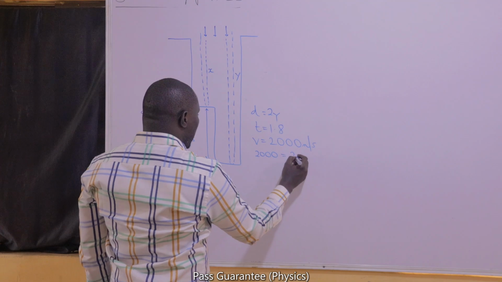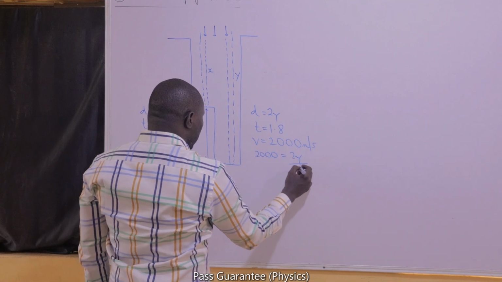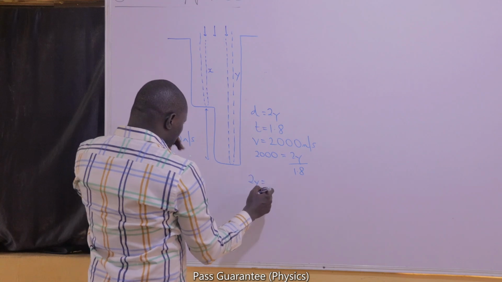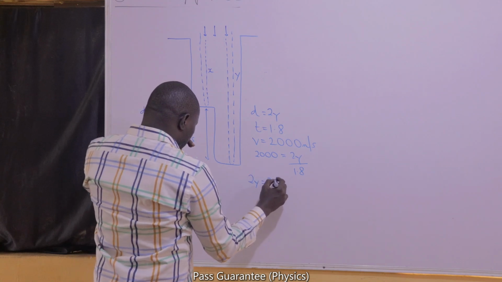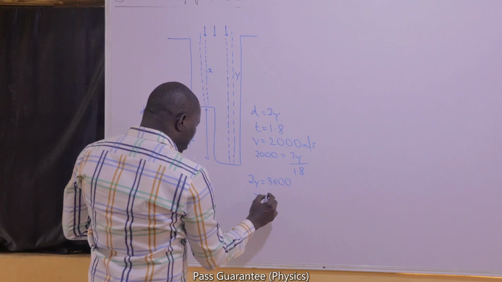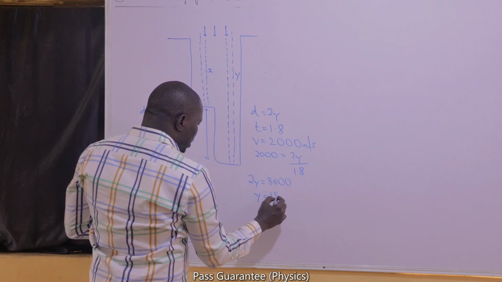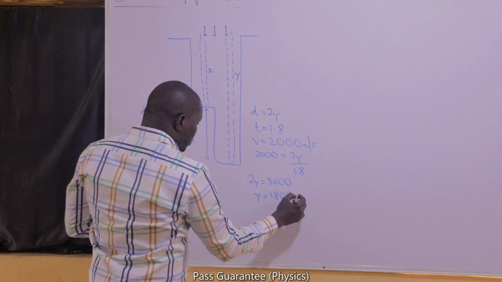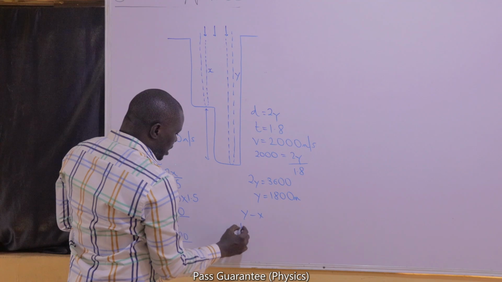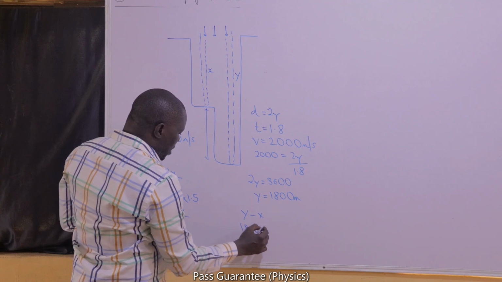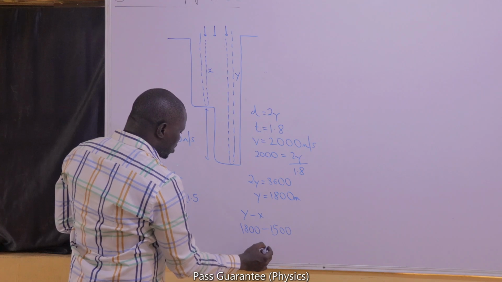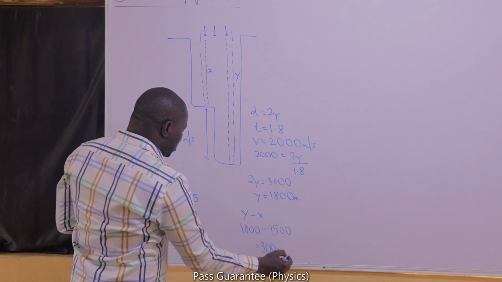The distance is 2y divided by 1.8. That means 2y must be equal to 1.8 times 2,000, which is 3,600. If we divide that by 2, we have 1,800 meters. So the distance between the two will be y minus x, and that is 1,800 minus 1,500. The answer should be equal to 300 meters, and that's the distance between them.